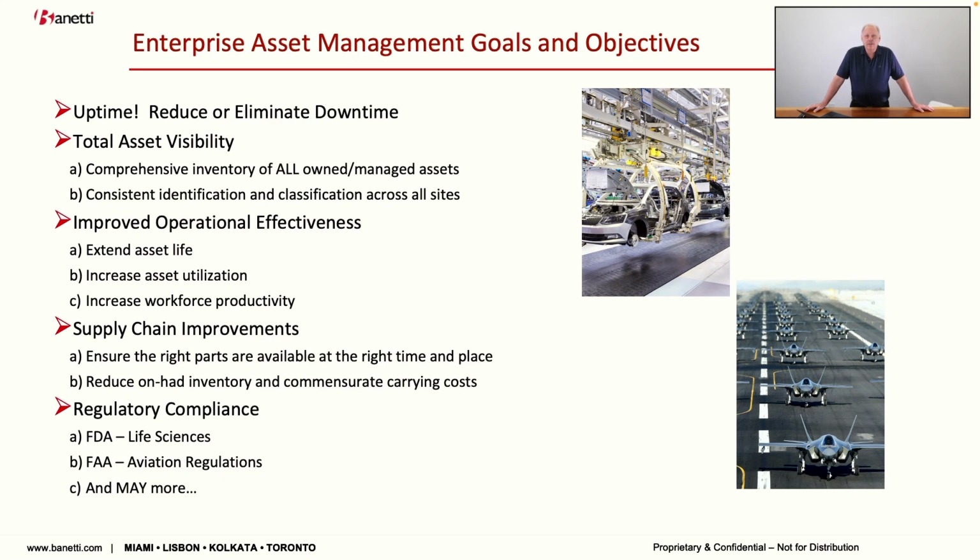We want to increase their utilization. We want to increase the productivity of the workforce that's maintaining those assets by getting the right information in their hands at the right time. Supply chain. Assets require parts of various kinds and natures, from a simple filter and gaskets up to replacement motors, replacement engines in cars, all those kinds of things. You need to have the right products available to perform maintenance during the asset life cycle.